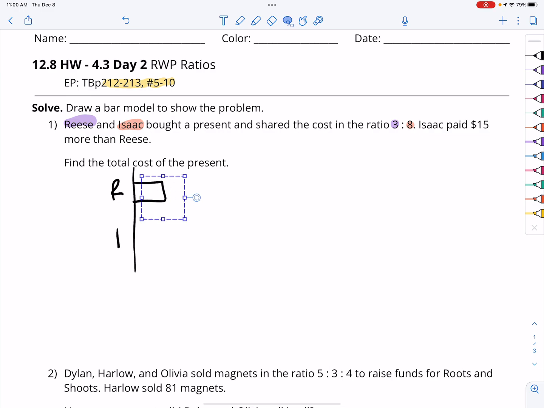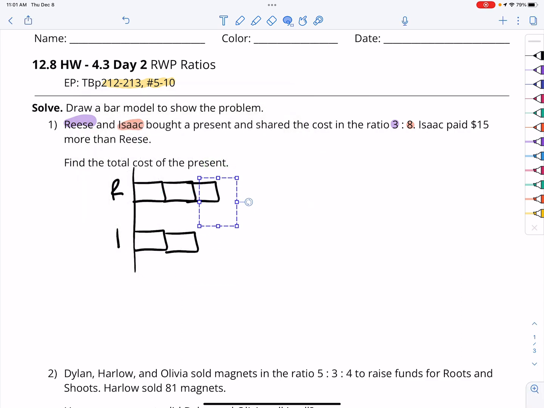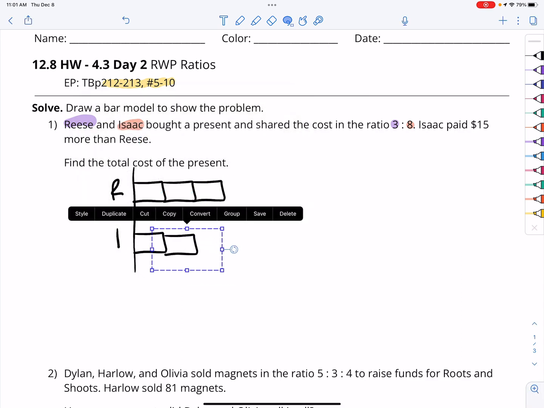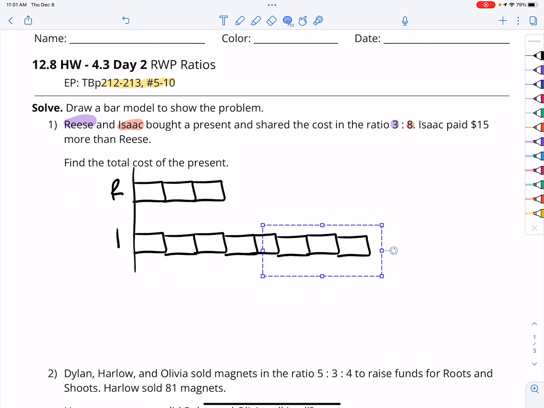There's 1. We don't need that many. Oops. Okay, let me slow it down. All right, 3 to 8. So we have 4. Now we have 8. Okay, great. And we know here's Reese's, and here's Isaac's.